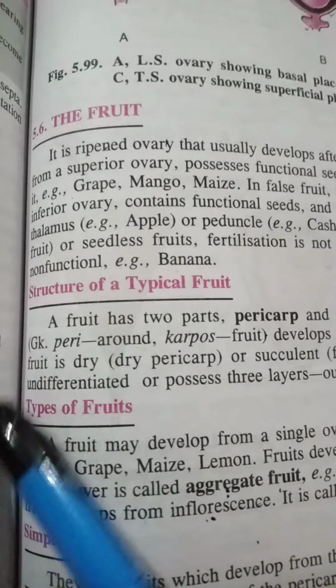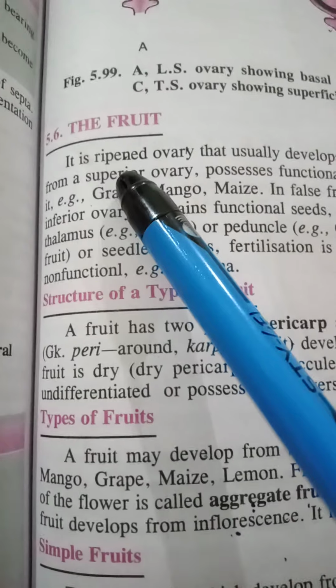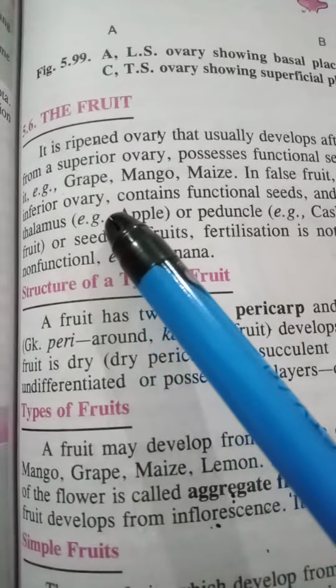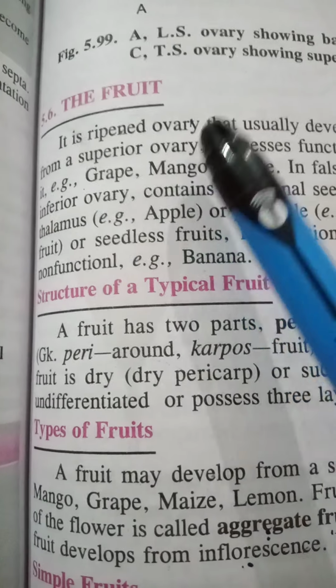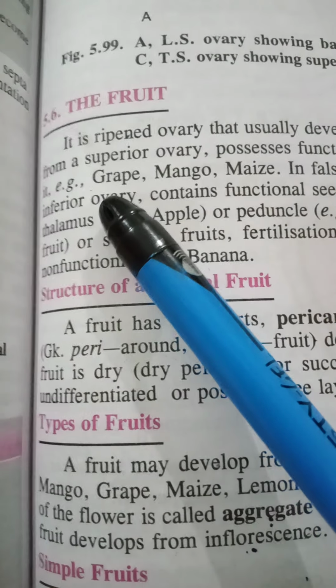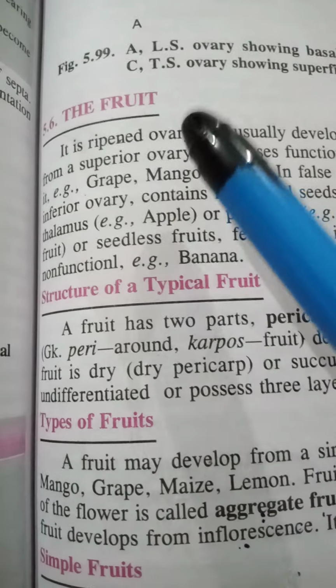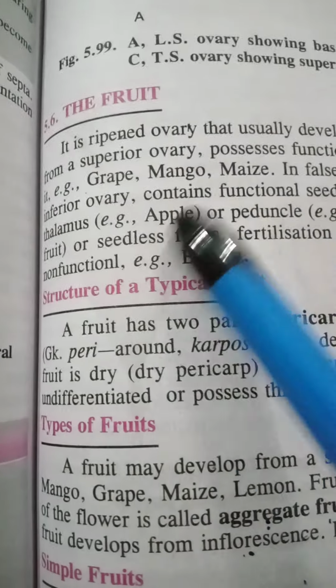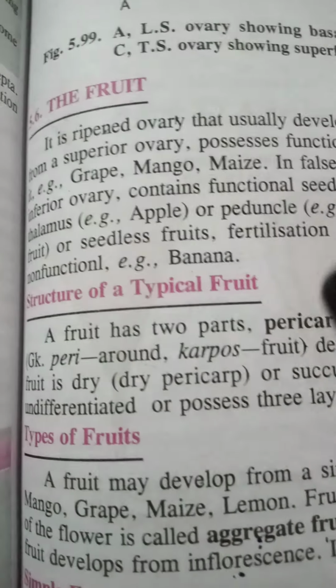Hello everyone. So again let's discuss the next topic, that is the fruit. Now after we have studied about androecium and gynoecium, the next part is the ovary of the gynoecium, which ripens to form the fruit. So there are different fruits in our surroundings, isn't it?